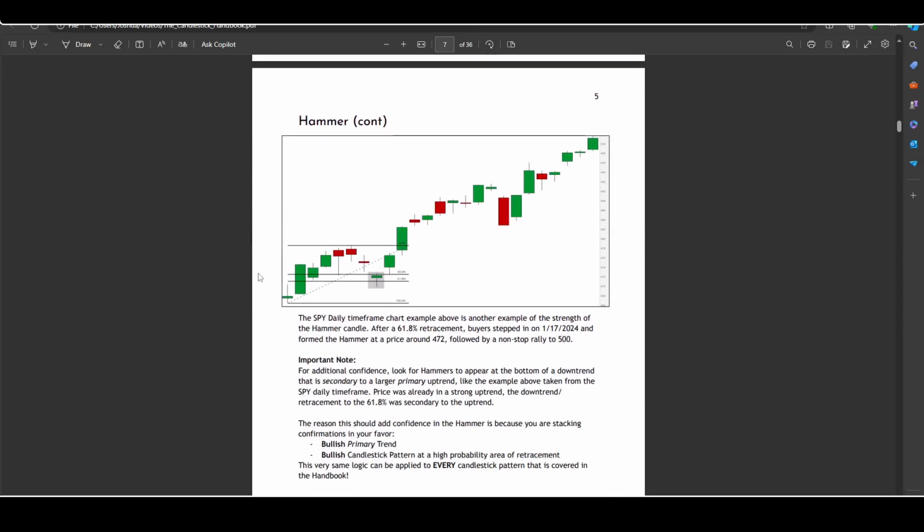Let's move on to the next before I keep saying the same thing. So the hammer. The SPY daily time frame chart example above is another example of the strength of the hammer candle. I love that he goes so in depth on this candle because this really is my favorite. After a golden pocket retracement, buyers stepped in on January 17th, 2024 and formed the hammer at a price around 472, followed by a non-stop rally to 500.